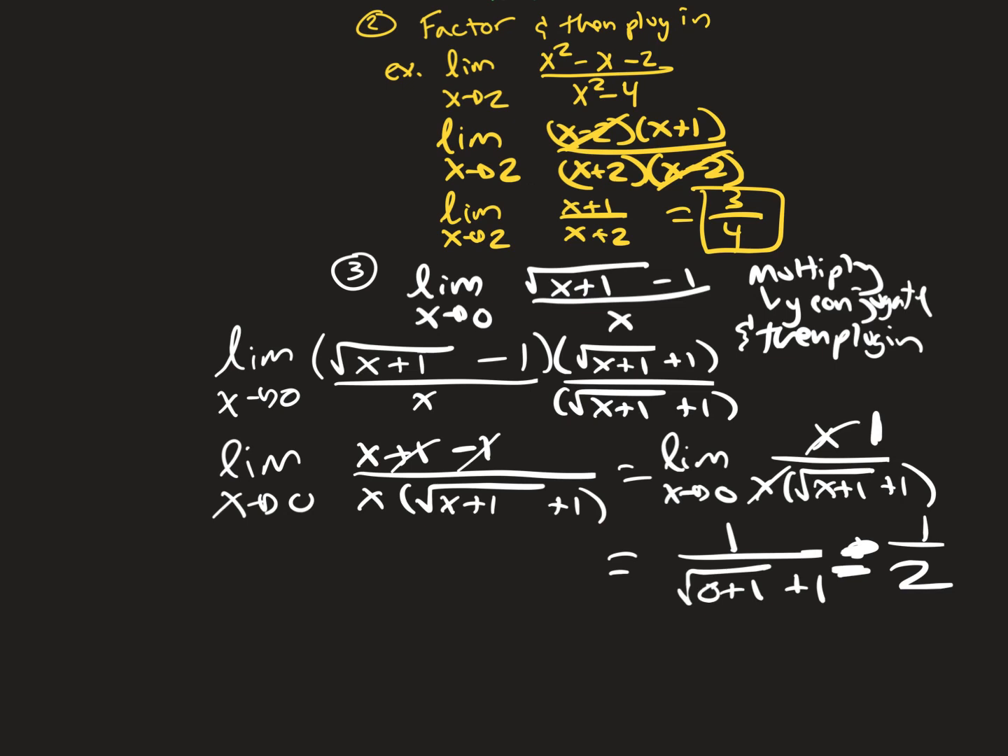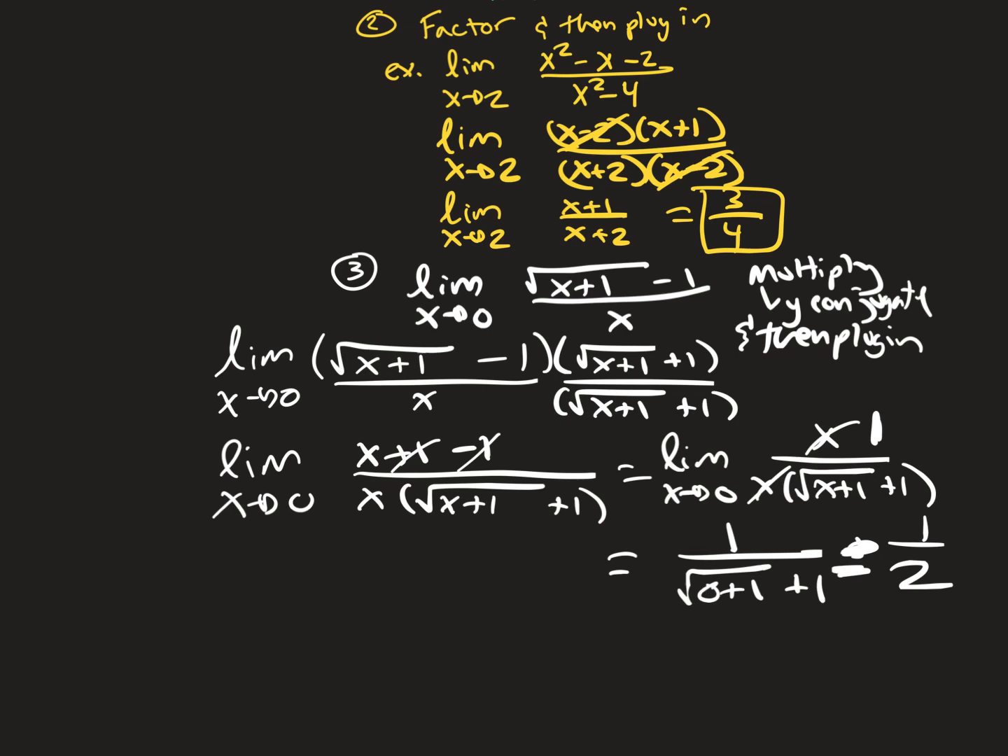So those are the 3 strategies. Sometimes you can't do any of that, and when you plug in, you still are getting a 0 in the denominator. And in that case, the limit would not exist. Okay. So that is some with limits.